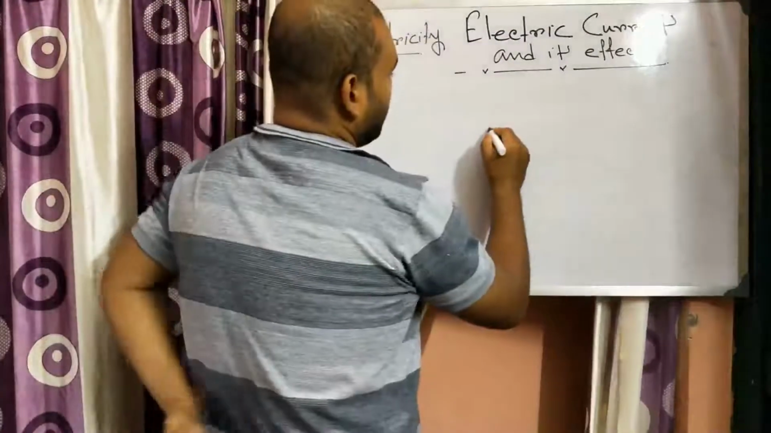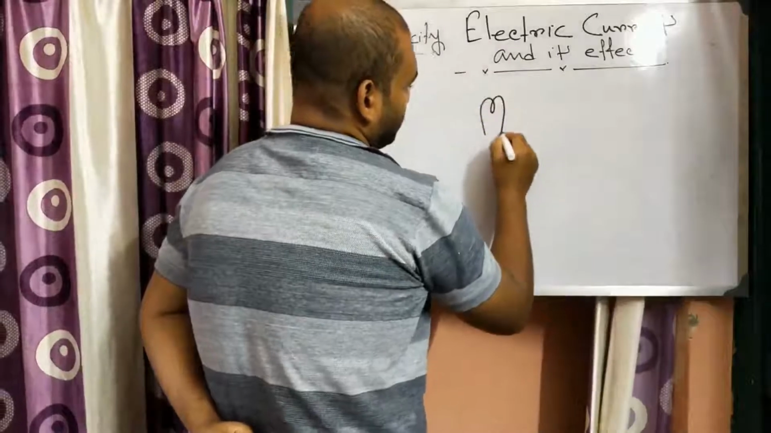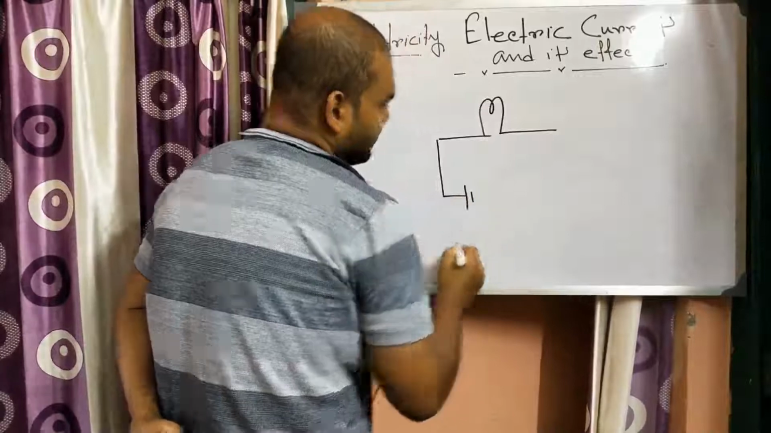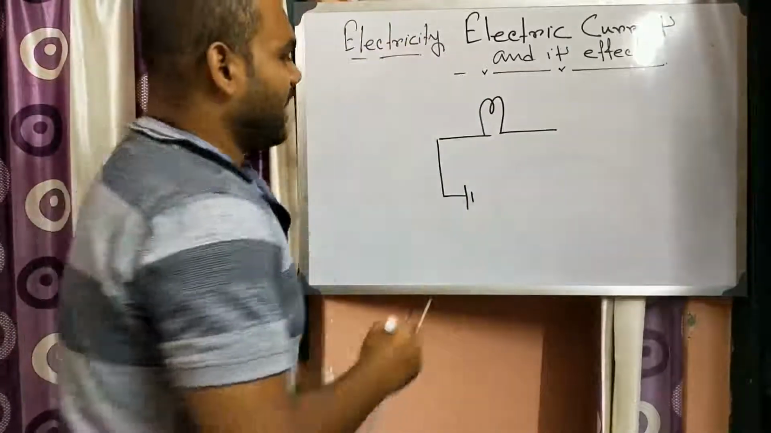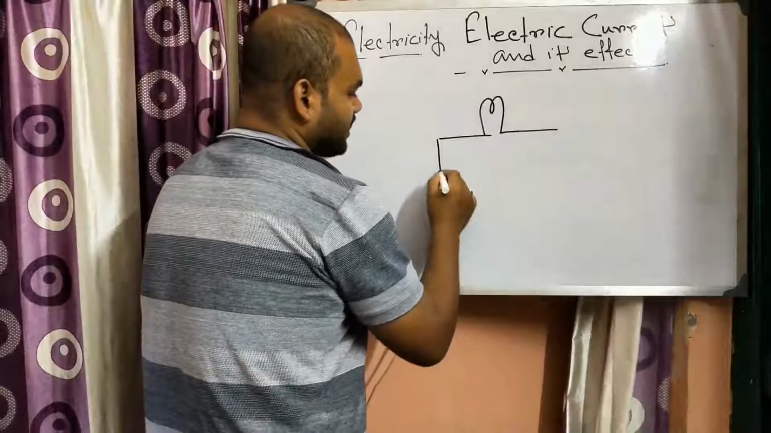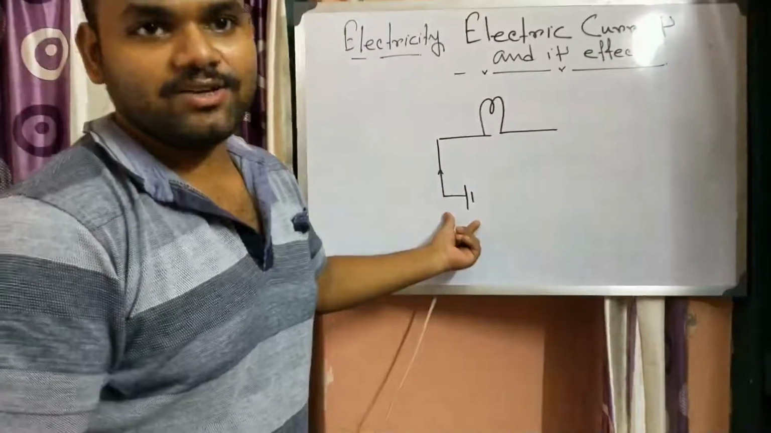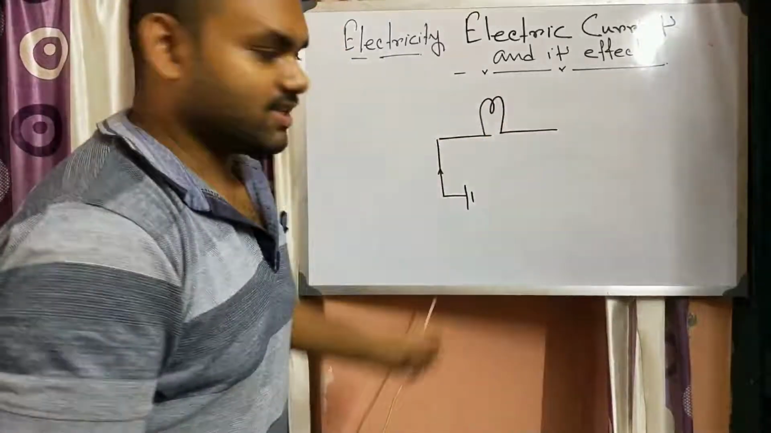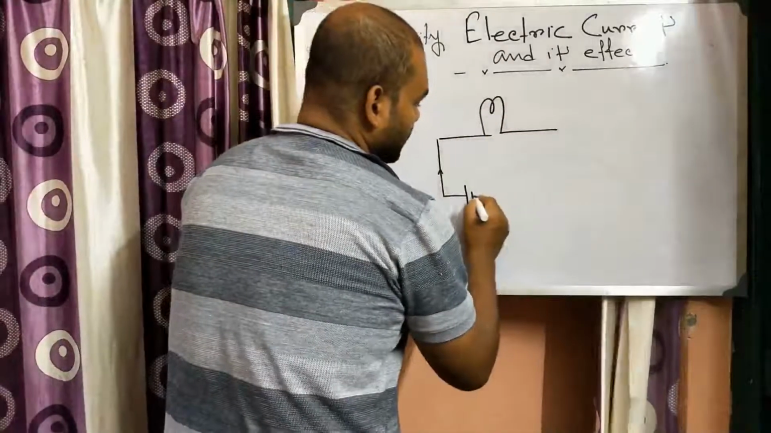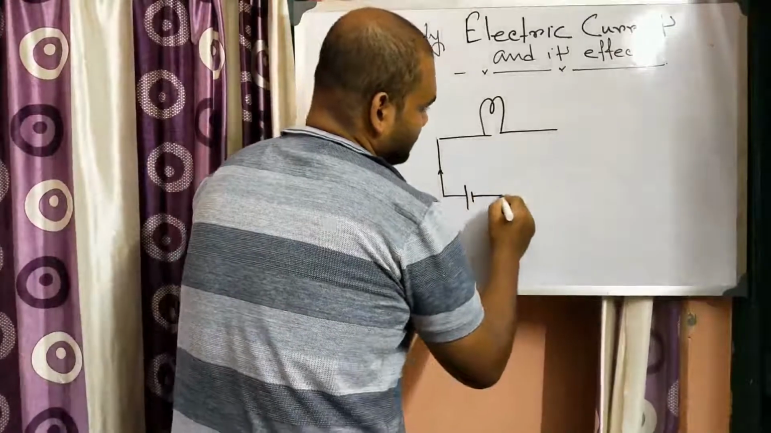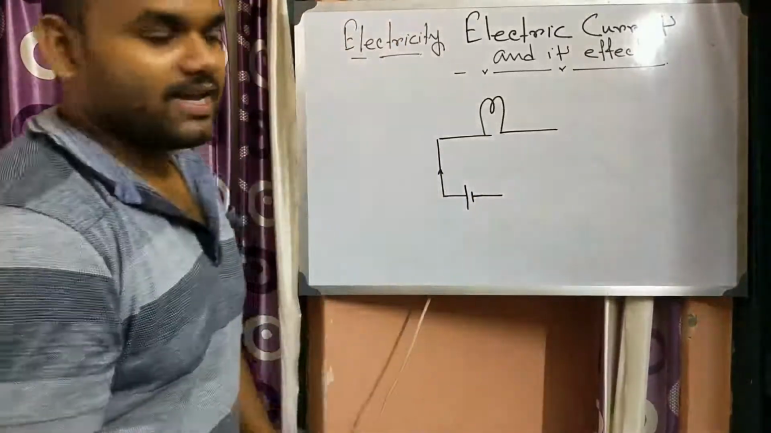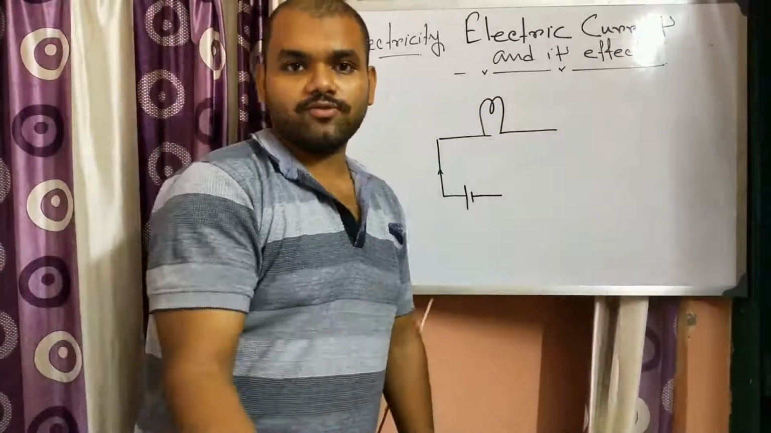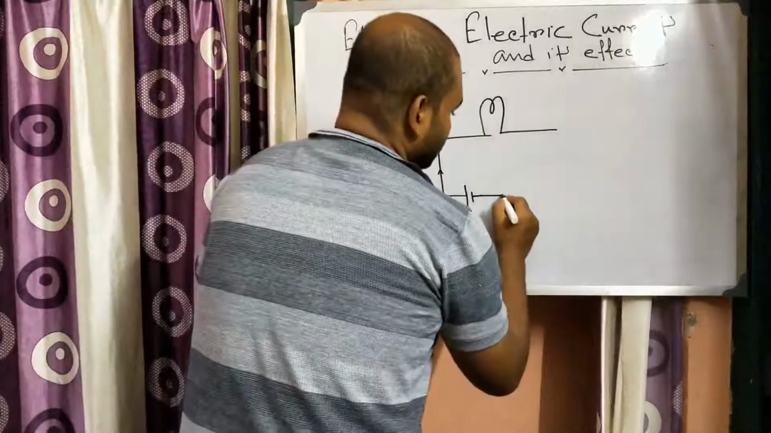Suppose there is a bulb connected with wires. Then we need to put a cell so that electricity can pass. And remember one thing: if we connect a cell into the circuit, electricity will flow from the positive to the negative direction. And we need to connect a key, that is a switch, so that we can easily switch it on and off.